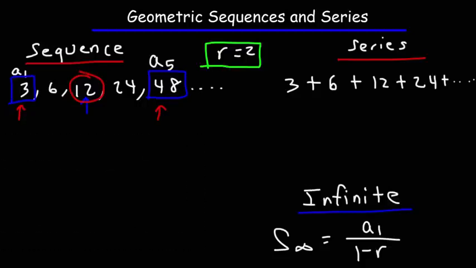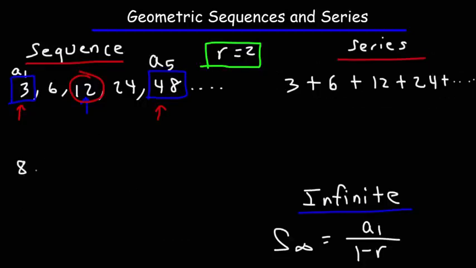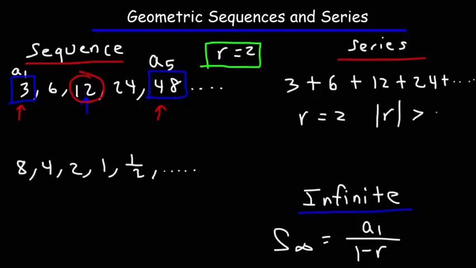So here's two examples of an infinite geometric series. This is one of them, and this one is going to be another one: 8, 4, 2, 1, 1/2, and so forth. We can't calculate the sum of both infinite geometric series. For this one, r is 2. So r, or rather the absolute value of r, is greater than 1.